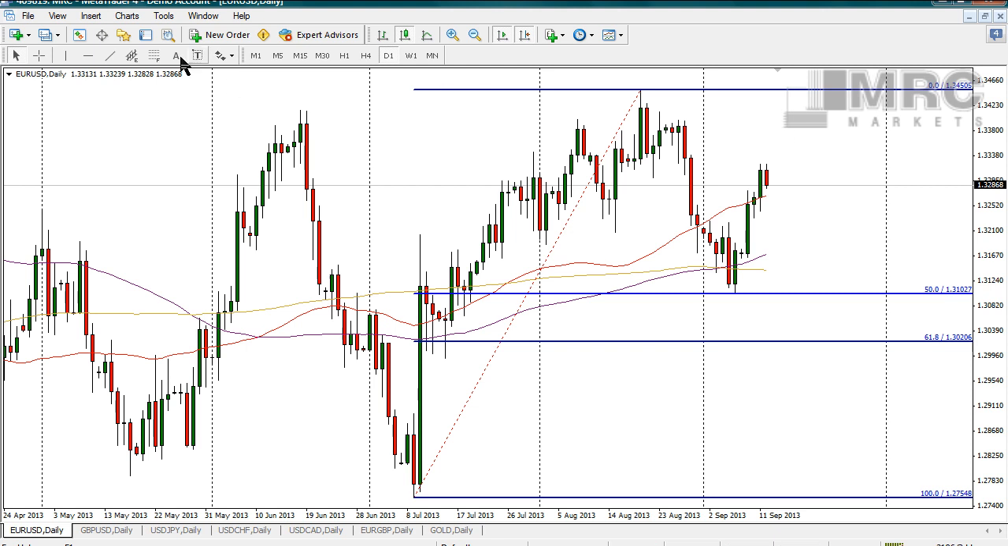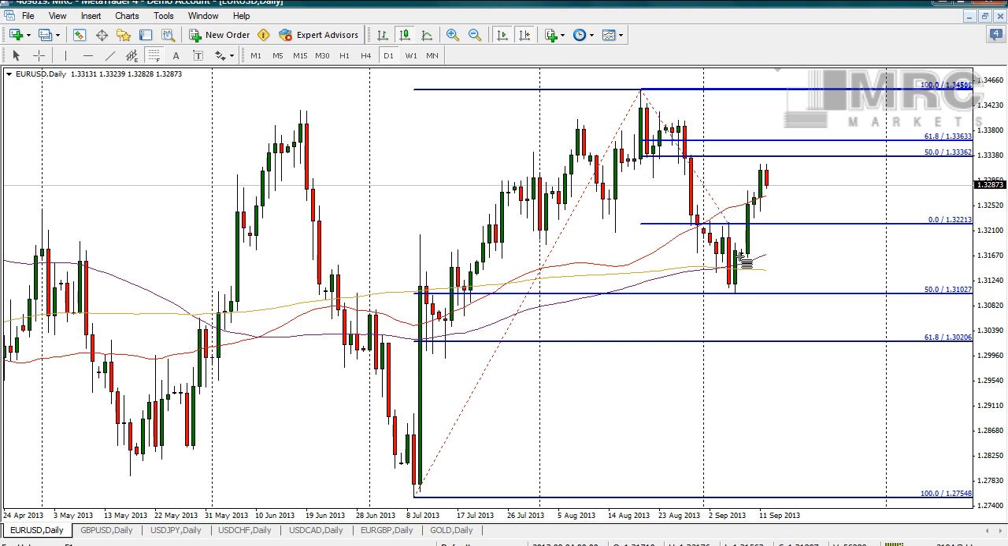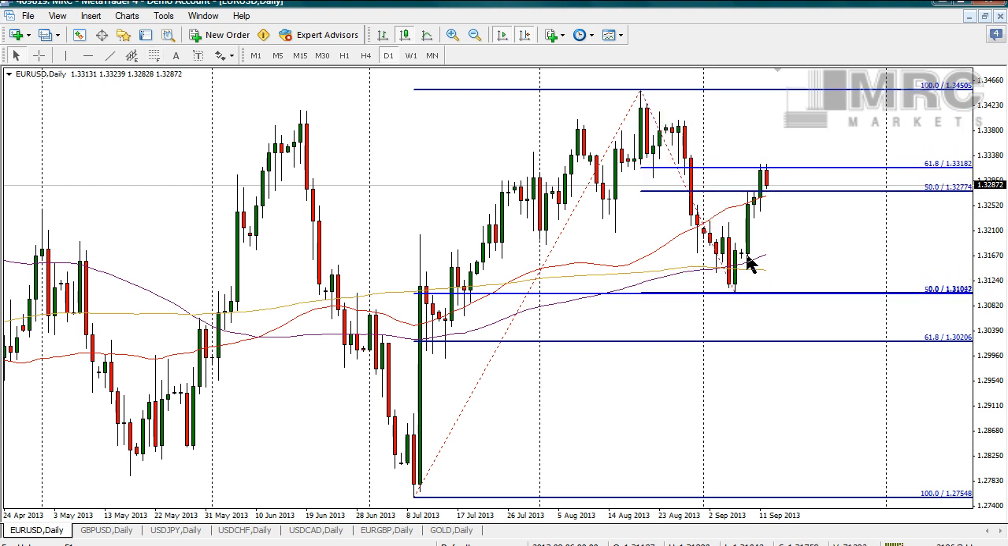So this is the main setup that I'm looking at, and the bias here is towards the upside in my opinion. But also what is going on is this fib here from the high to the low, bam, 61.8 is starting to get sold off. So it's now very 50-50 in terms of the rest of this week.